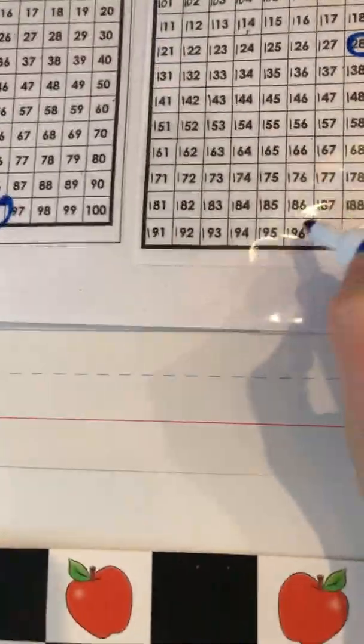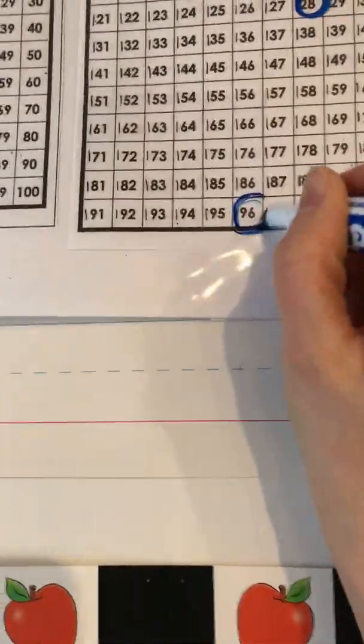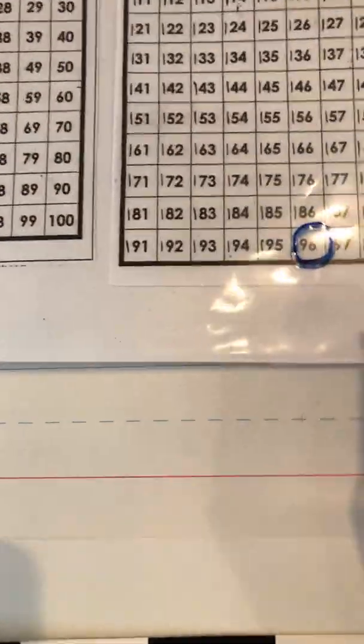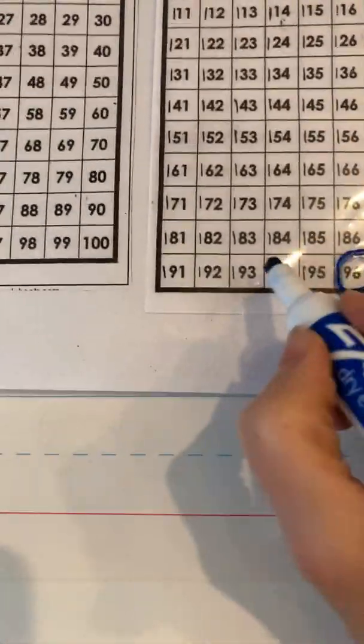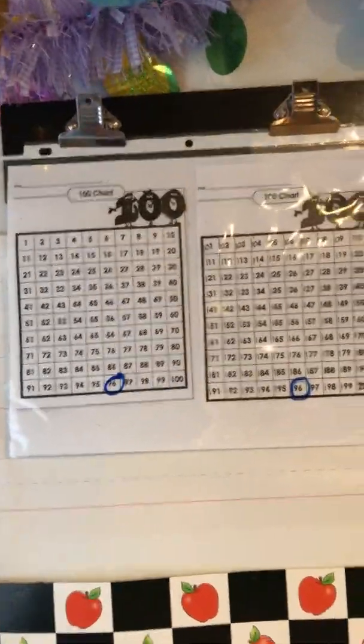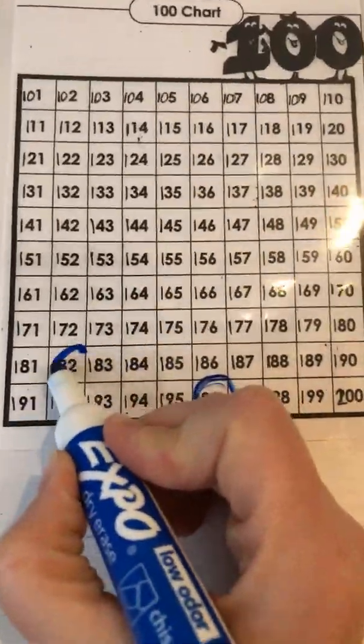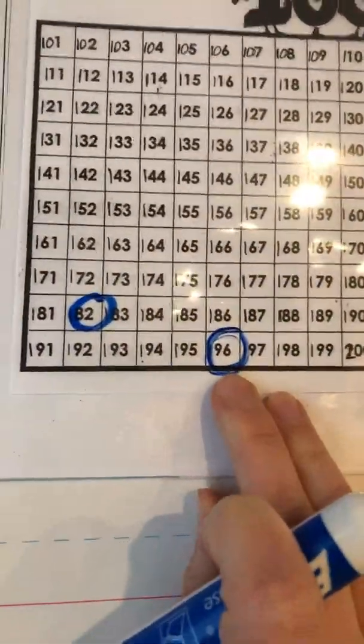All right, one more. We're going to count backwards. Now we're going to start with 196, which is here. Circle 196, and we're going to count backwards to 182, which is here.